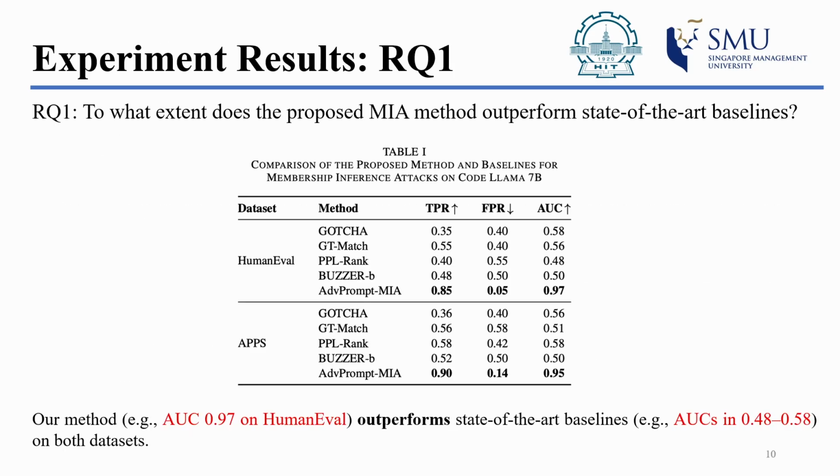For RQ1 on HumanEval, our method achieves an AUC of 0.97, while baselines have AUCs in 0.48 to 0.58. On APPS, our method gets AUC 0.95, again substantially better than baselines.